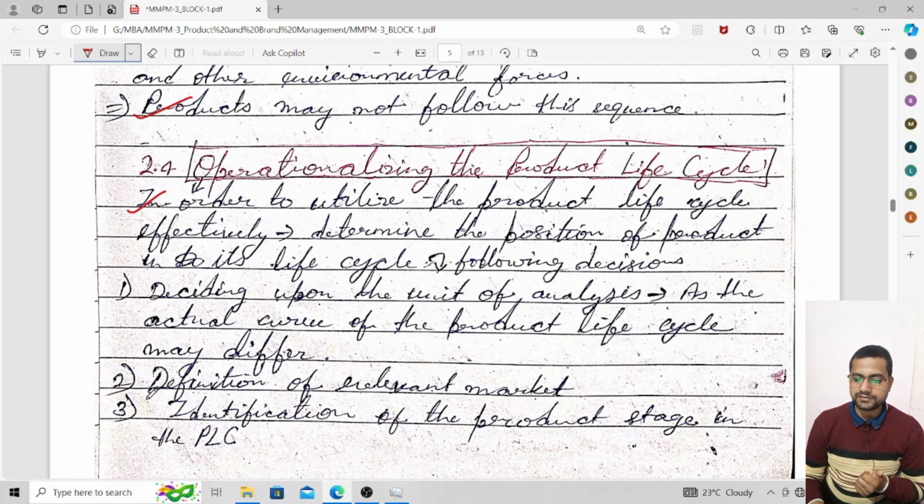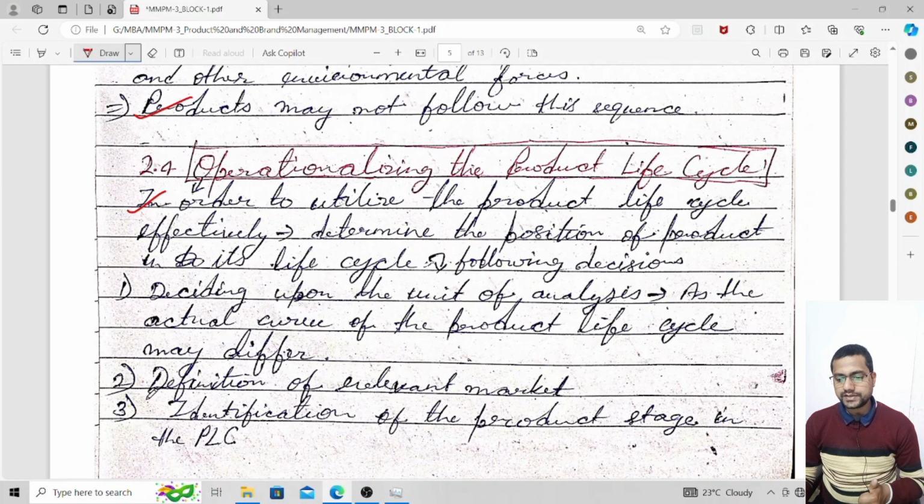Second, definition of relevant market. Definition of relevant market means in which market you want to analyze the product, because products are for any particular market, and if we do not know the kind of market in which the products are being offered, then we cannot analyze the product in a better way. So that's why we should define the relevant market in which the products are being introduced.